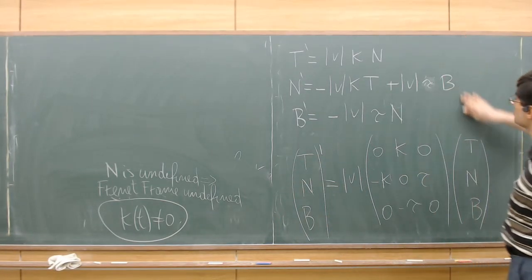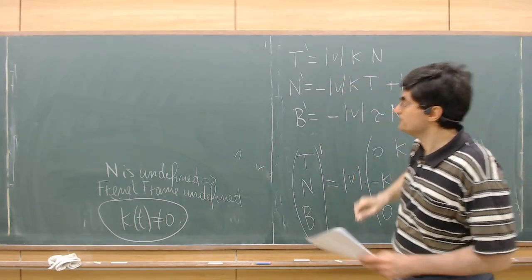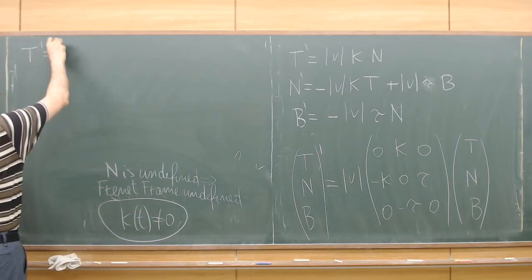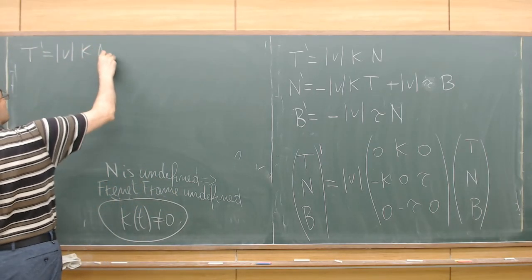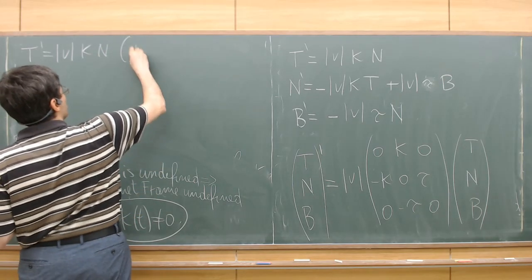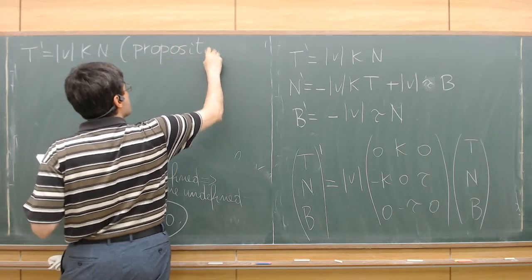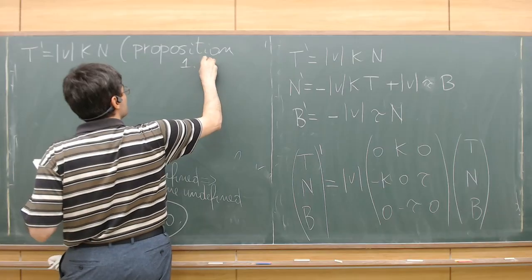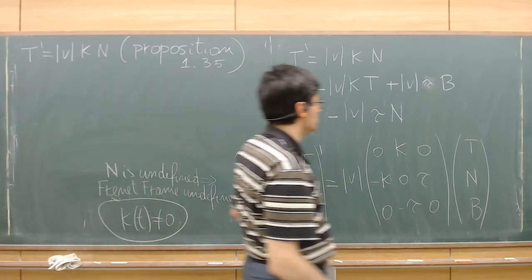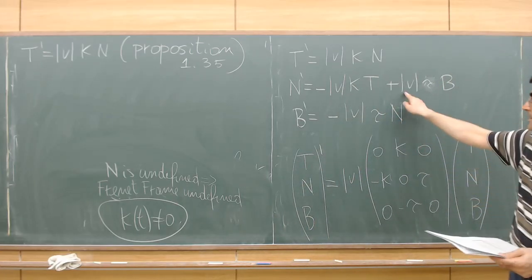Okay, so why do these three equations hold? The first one is already known. So t prime equals the length of v times k n. It has already been proved in Proposition 1.35. What about the second one?